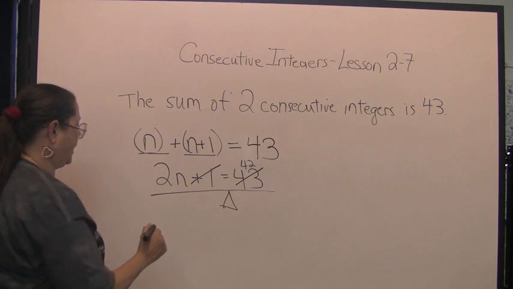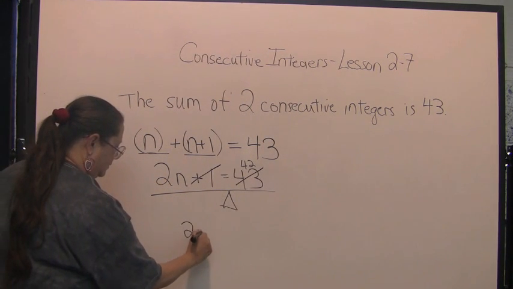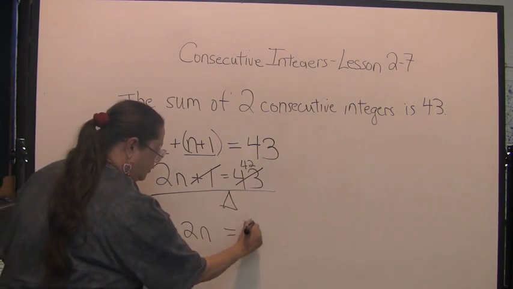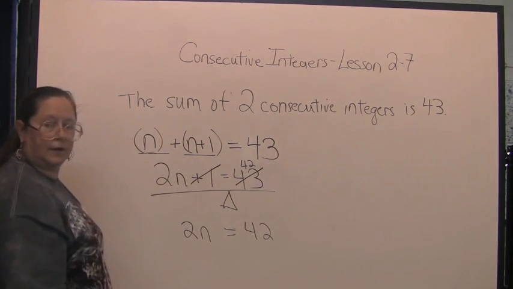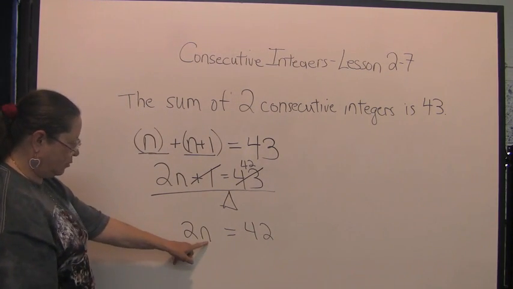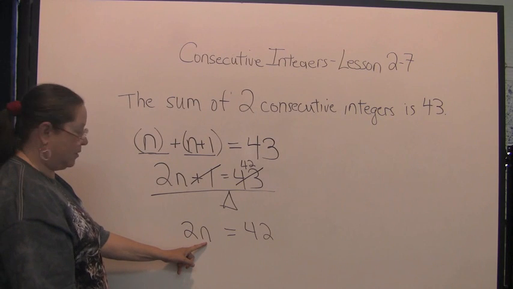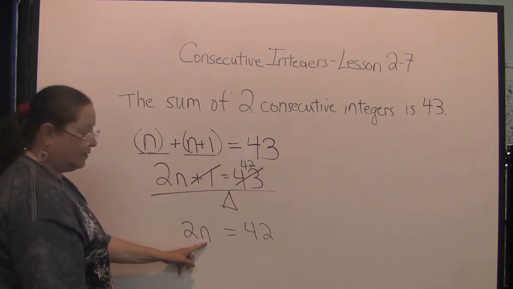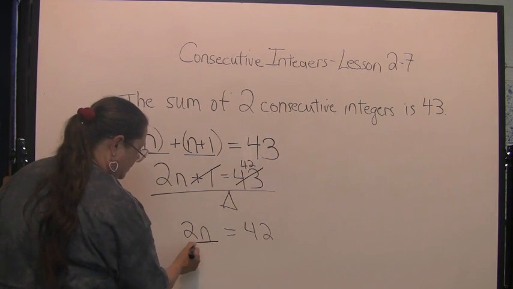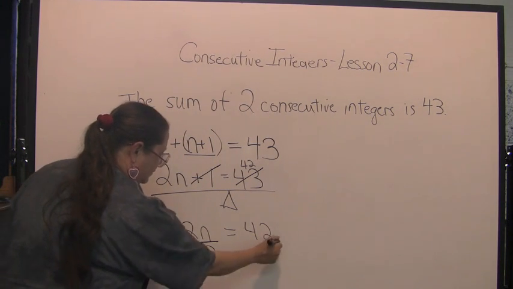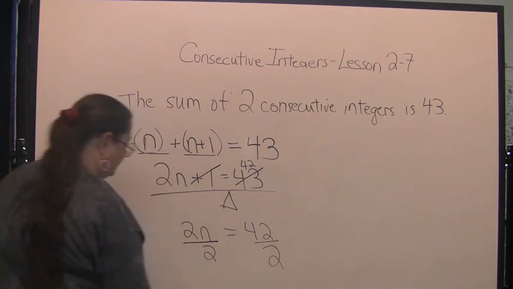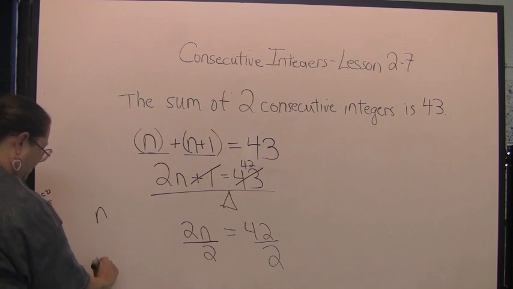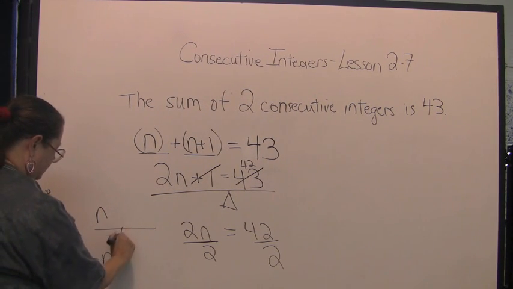So now I have 2n equals 42. Now, I don't want to know what 2 n's are worth. I want to know what 1 is worth. So I divide both sides by 2. That's like taking each n and putting it on its own balance.